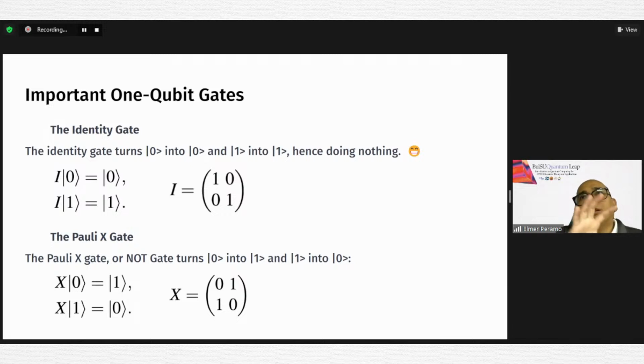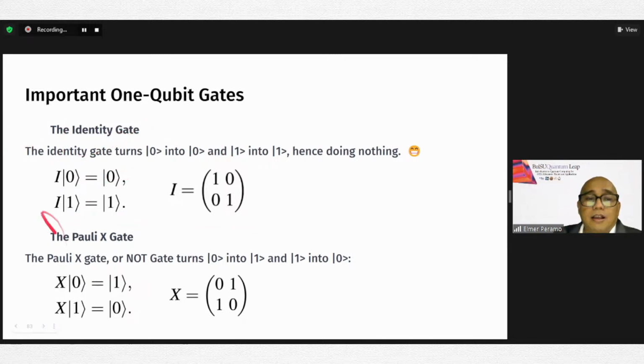Yesterday I just put there a square that says quantum gates, but now we can identify what these quantum gates are. The first one is the identity gate. The identity gate turns 0 into 0 and 1 into 1, hence doing nothing. This is the identity gate, just the identity matrix. For example, take ket 0 and multiply that by I, it won't do anything. It will just remain the same.